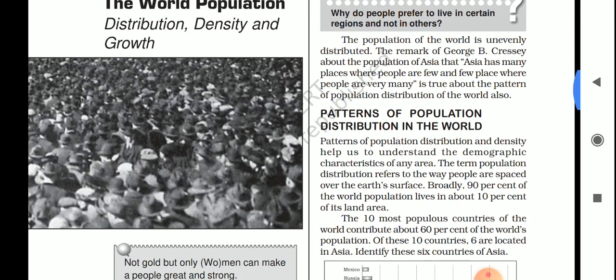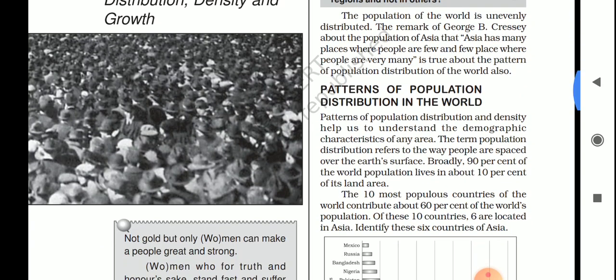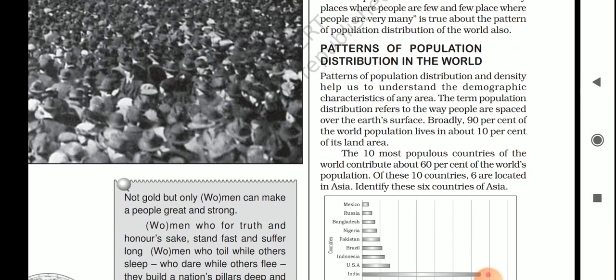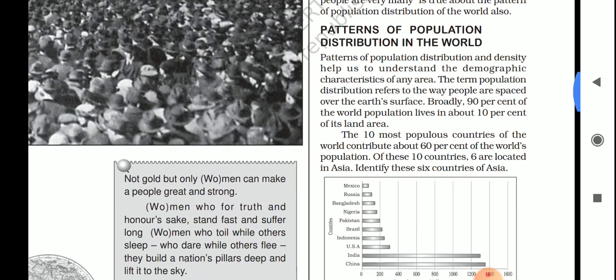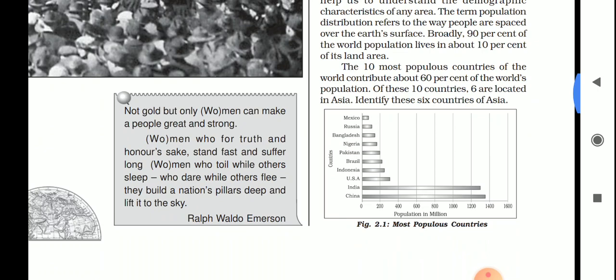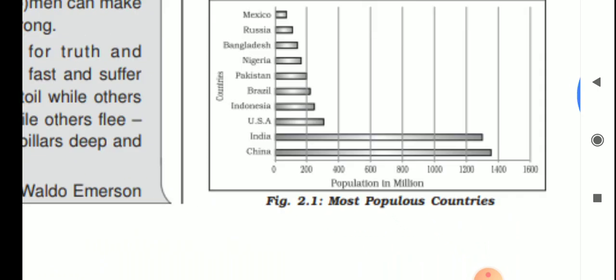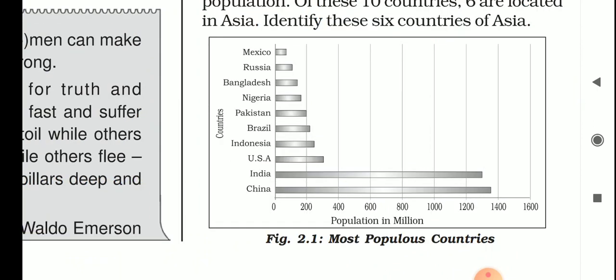So here we'll discuss the patterns of the population distribution in the world, students. As I told you on that day, in 10% of land area, we can see 90% of people live. So this is the condition, right? The 10 most populous countries of the world contribute about 60% of the world's population. Of these countries, 6 are located in Asia. Here you can see in this graph the most populous countries: Mexico, Russia, Bangladesh, Nigeria, Pakistan, Brazil, Indonesia, USA, India, and China. In this bar graph you can easily understand the condition of population. This is the pattern, right?